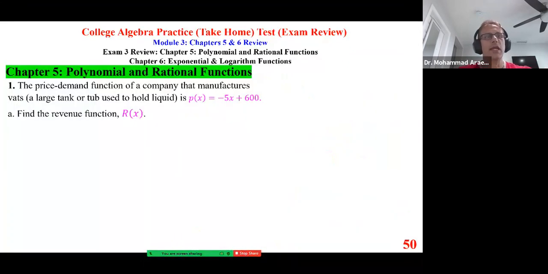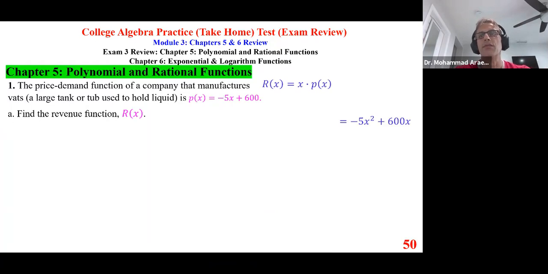Let's start with the first example. The price-demand function of a company that manufactures a large tank is given as P of x equals minus 5x plus 600. We want to find the revenue function. Just to remind you, the revenue function is the product of the price times x, the number of units. So we find this to be minus 5x squared plus 600x.